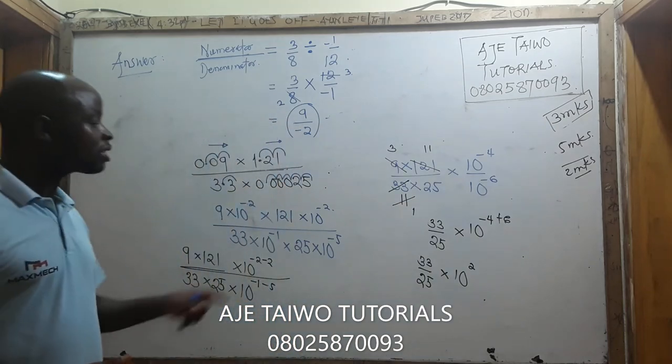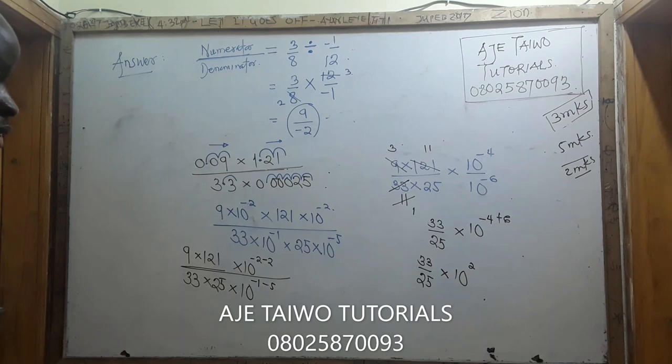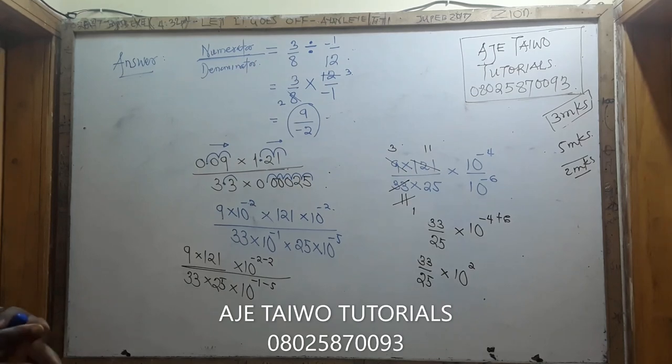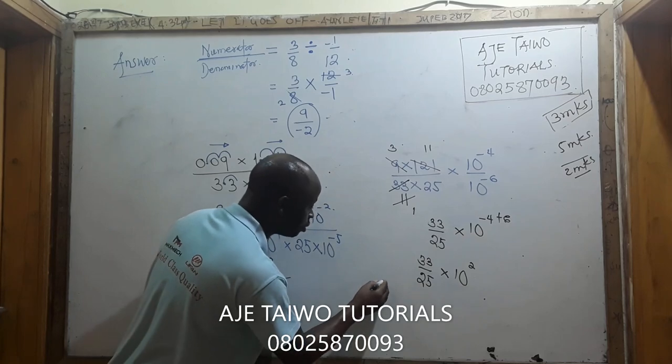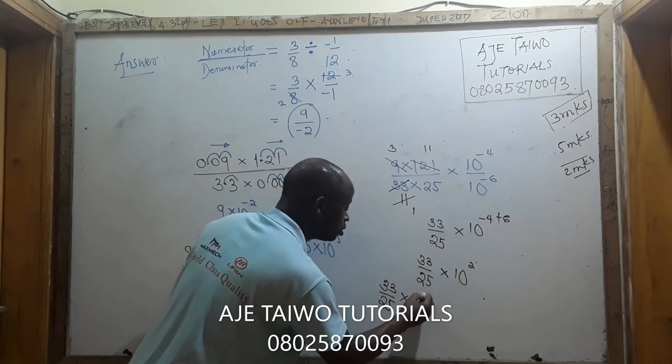Who can tell me what is 33 over 25? 1.32. You see now? You have disobeyed the rule of the question. What did the question say you should not do? Don't use a calculator. So what do you do? You continue. 33 over 25 times 10 raised to the power 2, which is 100.